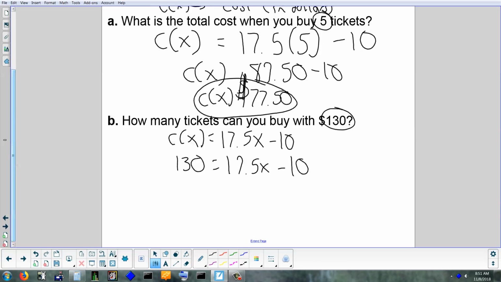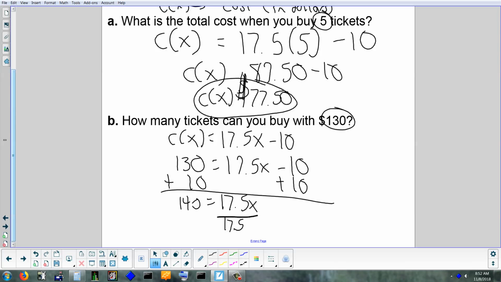Again, 2 steps. What's the first one? 2 steps to solve this equation. What's the first one? Garrett? Plus 10. Plus 10 on both sides. I'm going to get 140 equals 17.5x. Last step. Mary? 140, sorry. Going too fast today. 140. There we go. Alright, last step. Miguel? By 17.5. Divide by 17.5.